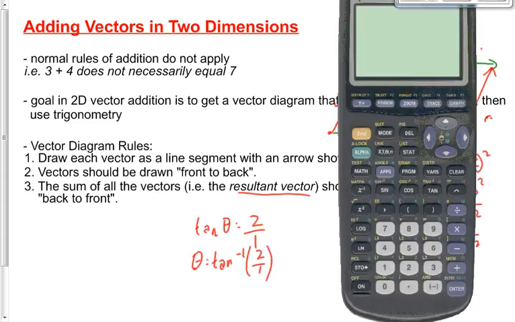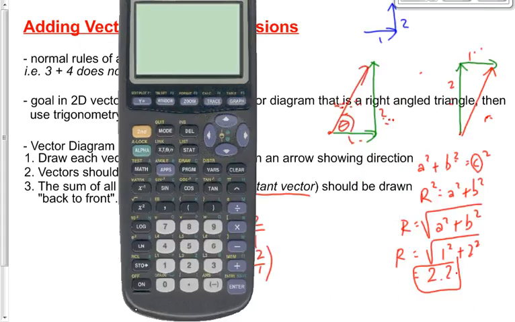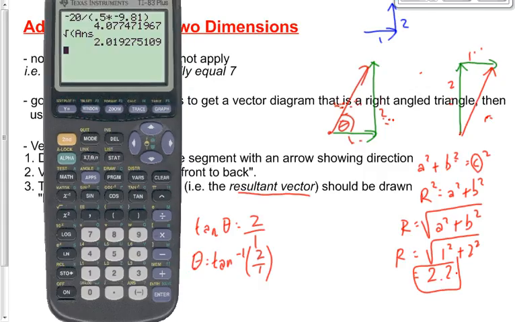Let's do that on our calculators to make sure you guys can get that. We're going to say second function tan, follow along with me on this one, second function tan 2 divided by 1 gives me a value of 63 degrees.